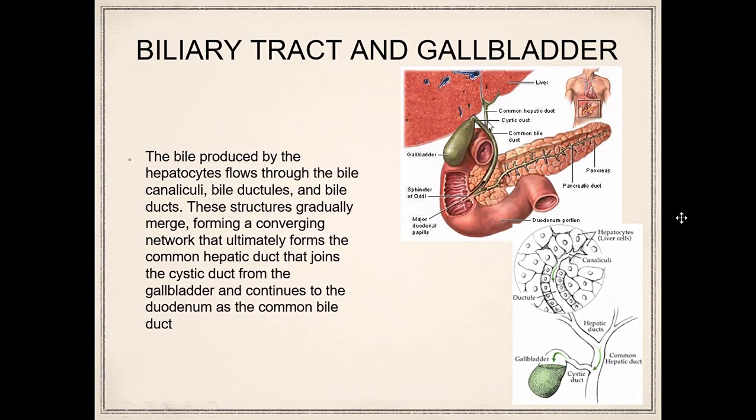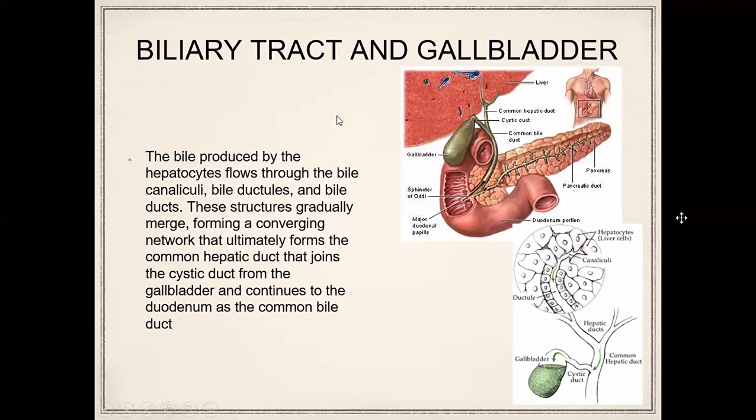You have here your cystic duct from the gallbladder. You have the common hepatic duct from the liver. They join to form the common bile duct, which enters into the duodenum. What controls this is the sphincter of Oddi. And the bile passes into the duodenum through the major duodenal papilla. So you know this from your anatomy. Please review.